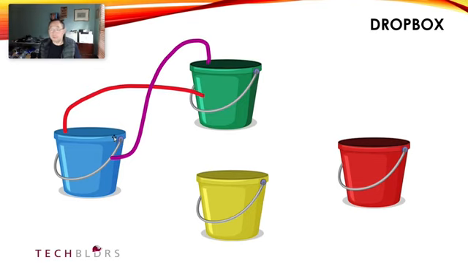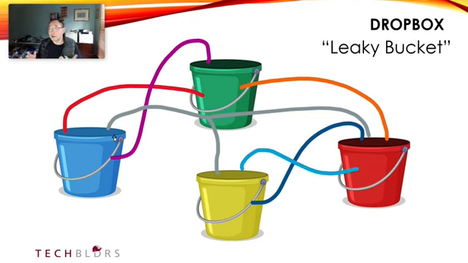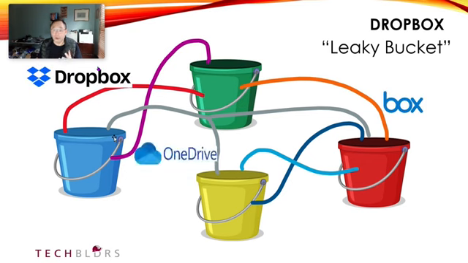But then eventually businesses got a hold of it, and we now share it with lots of people. And with more sharing came more holes that we had to figure out. This is what I call the leaky bucket model. We basically create holes in our bucket so that we can share the information out with all the people. This is the same if it's Dropbox or Box or OneDrive or Google Drive.